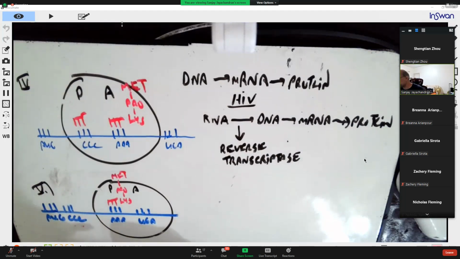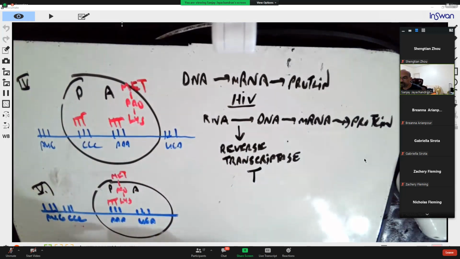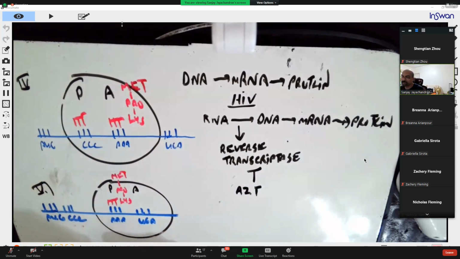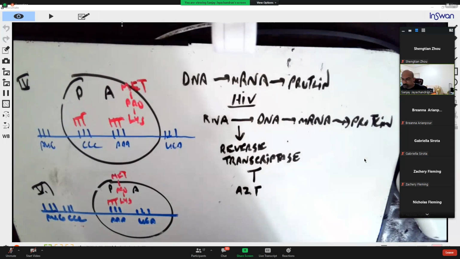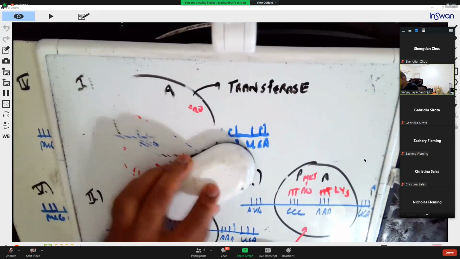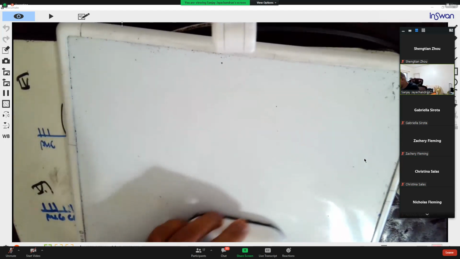So the first anti-HIV drugs blocked this enzyme back in the 80s and the 90s, and there was a drug called AZT, highly toxic. Now, of course, the drugs are much better. Okay? Questions? No. Okay. So we'll talk about one last thing, and we'll take a break, and then we'll start talking about DNA technology.